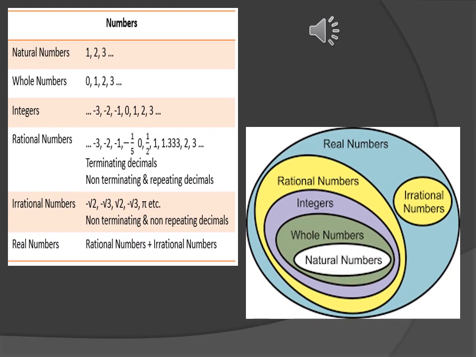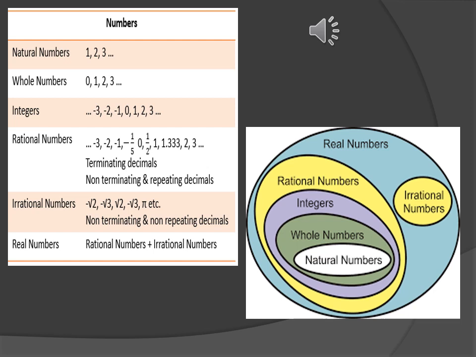Real numbers. A real number is any positive or negative number. This includes all integers and all rational and irrational numbers. Real numbers may be classified as natural numbers, which are counting numbers from 1 to infinity. Whole numbers, which are counting numbers from 0 to infinity.